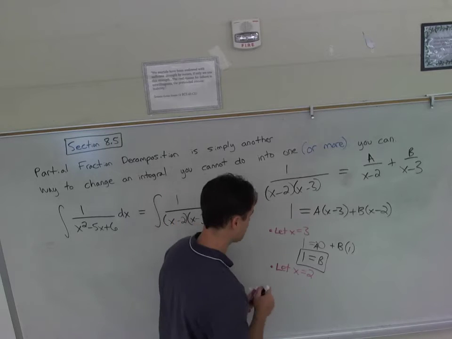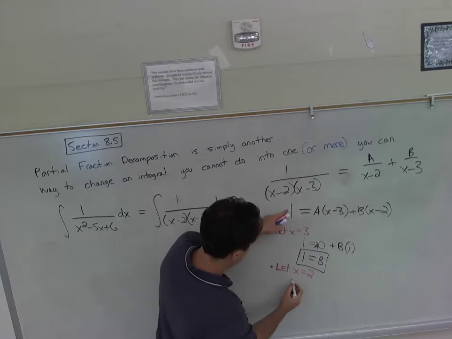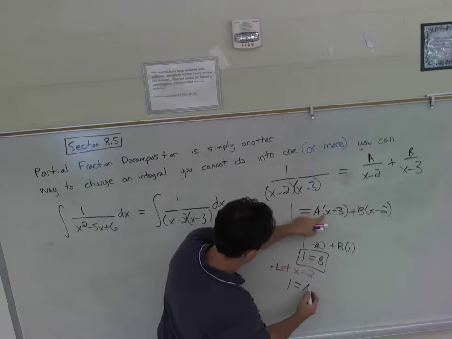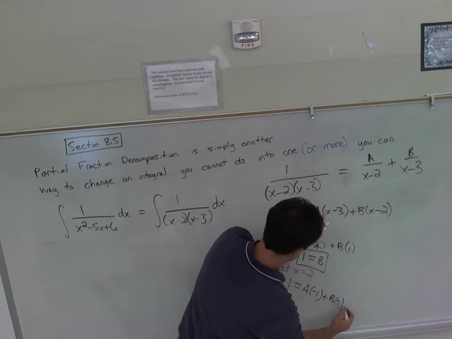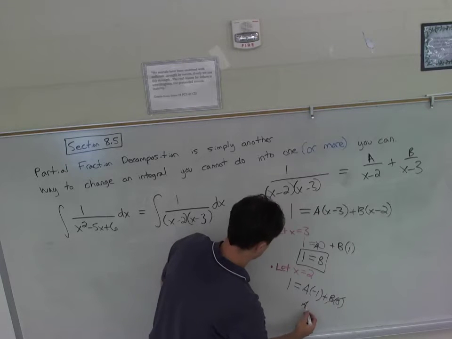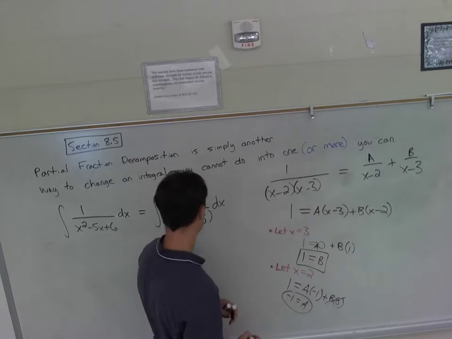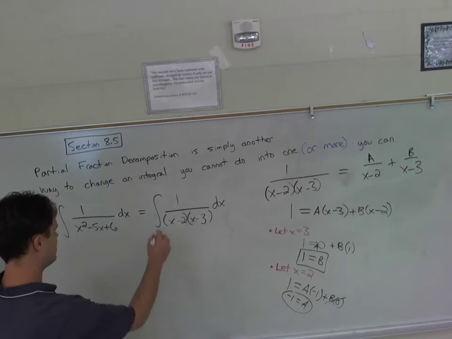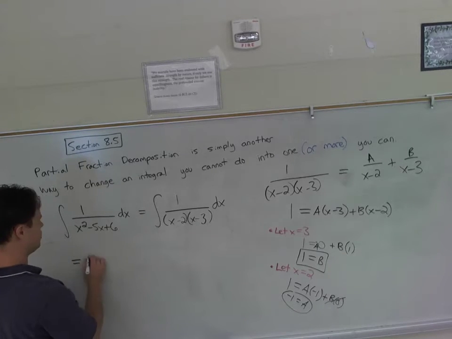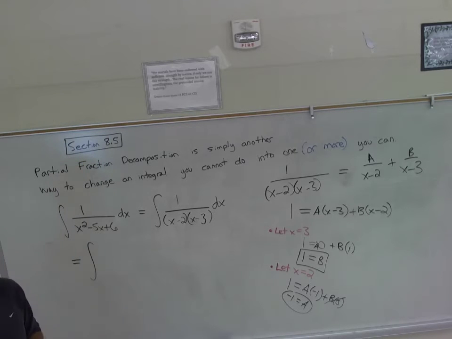So we'll see that. Anyway, if I plug 2 in, nothing happens here. We get a times -1 and b times 0 gone, so that's a is -1. Okay? We good? So that means this guy is equivalent to the integral of -1 over x minus 2 plus 1 over x minus 3. You guys agree with Brenna?